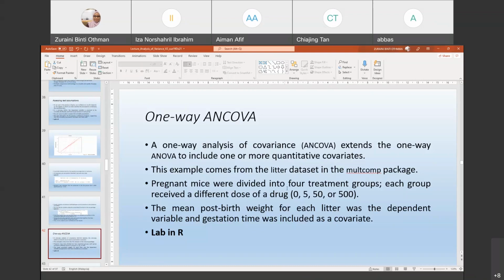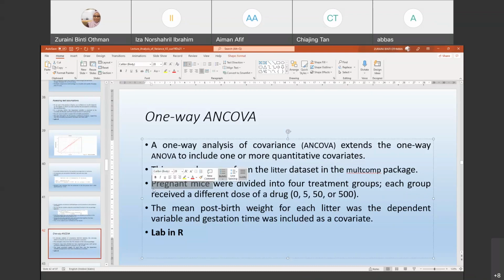Pregnant mice were divided into 4 treatment groups. Each group received a different dose of drug. So here our sample is pregnant mice. We give these pregnant mice 0 dose of drug, 5 dose, 50 dose, and we increase it to 500 dose. So our sample is pregnant mice, we divide them into 4 treatment groups, and they receive these different doses of drug.